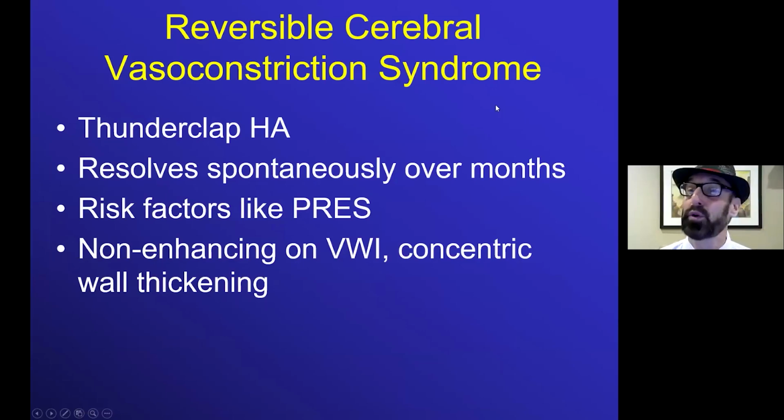Another entity that will look like a large vessel vasculopathy is RCVS, reversible cerebral vasoconstriction syndrome. This is a syndrome that is characterized by the thunderclap, abrupt onset headache, again, worst headache of life. The vasoconstriction is temporary. It usually does resolve over the course of weeks to months. And the risk factors for RCVS overlap PRES. And in fact, sometimes you will have white matter changes in the brain on MRI that simulate PRES with patients who have RCVS.